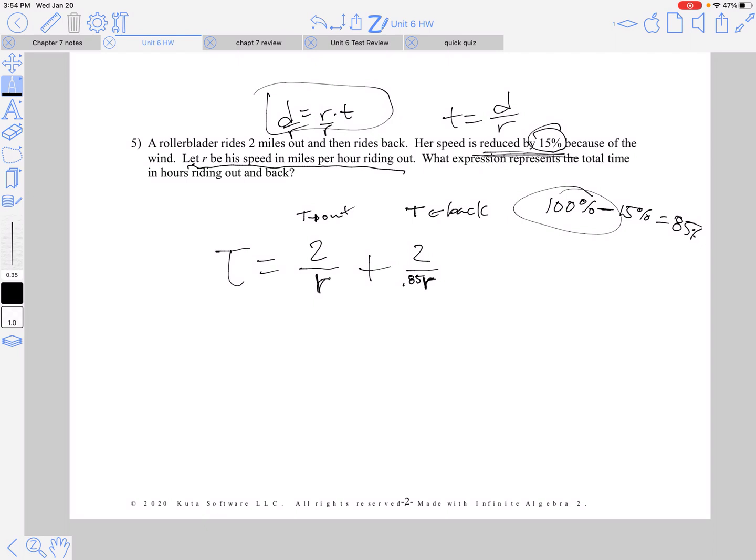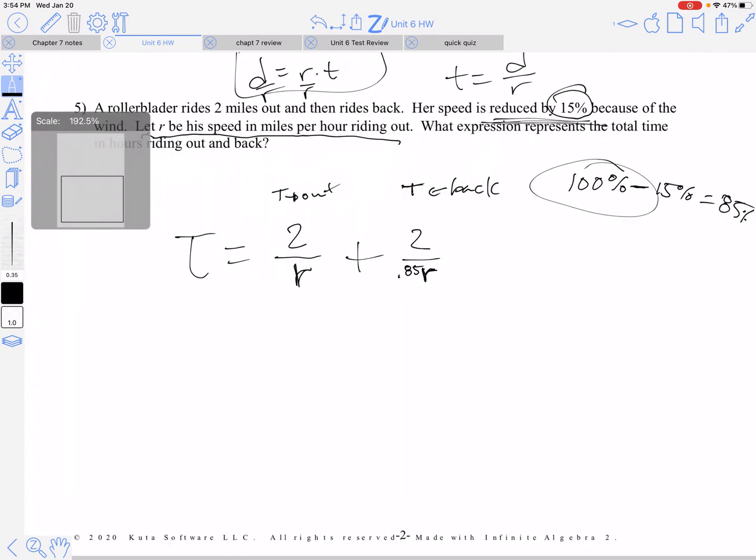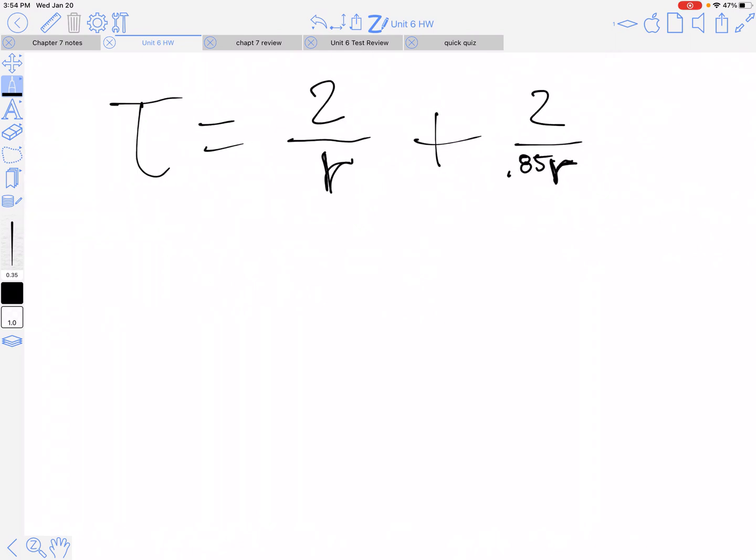We're done setting it up. Now all we have to do is add. So notice we don't have the same denominator, but they both do have an R, so all I need is to multiply by 85%. What you do at the bottom, you've got to do to the top. So our time will be, and then if you multiply those, you'll get 1.7.